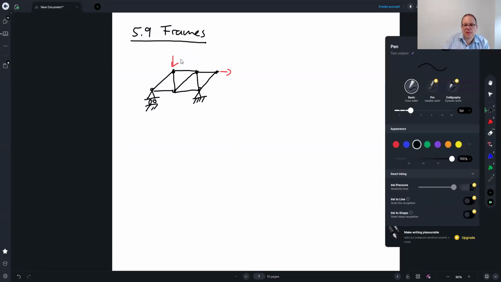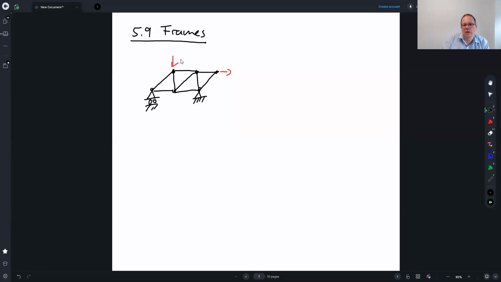Now, one of the things that was very important about trusses was that the forces only acted at the joints. And that was important because if the forces only act at joints, then we know that all members are two force members. That was special about the trusses.